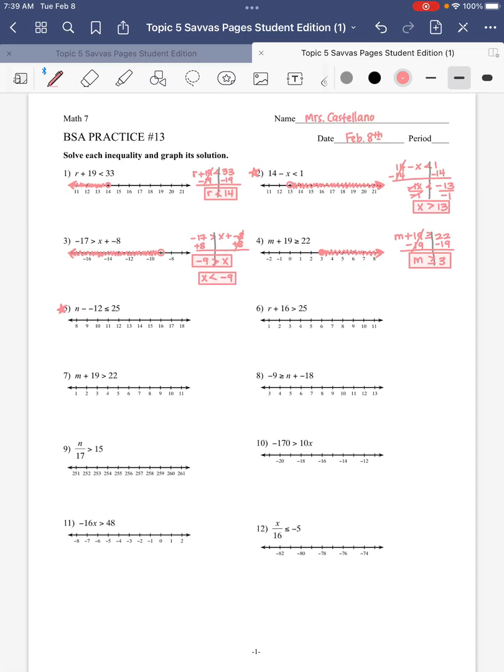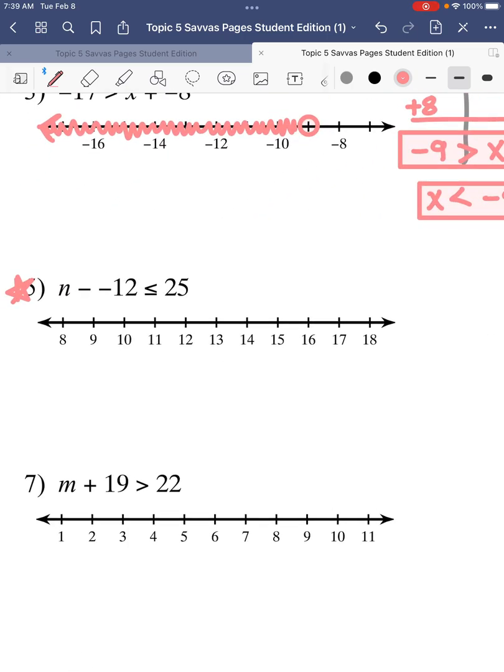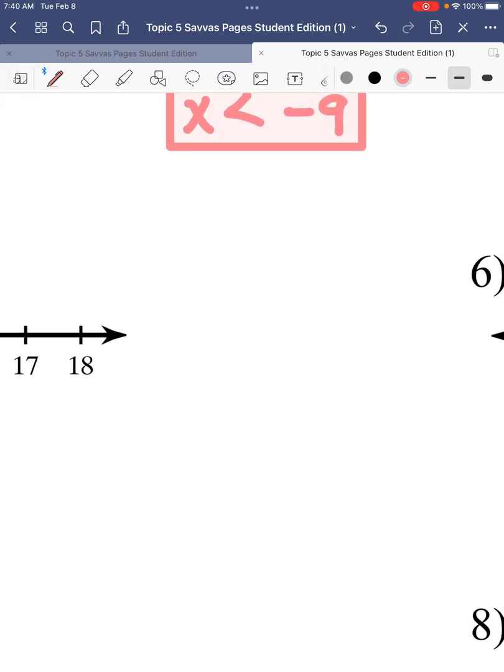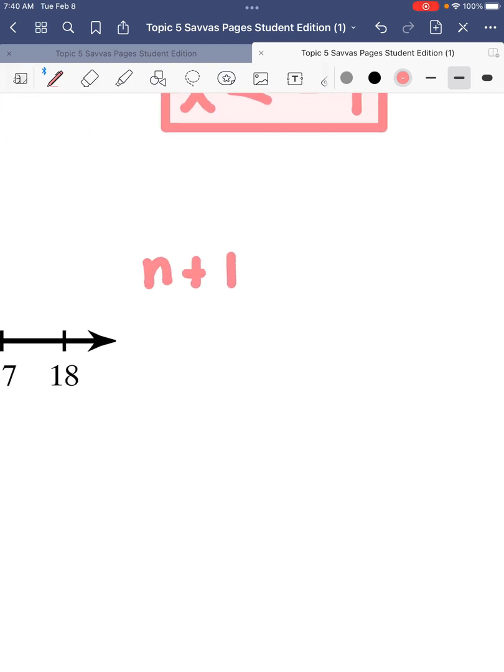Okay, now number 5, you will not have one like this on your quiz, and that's only because it does something a little funky here. We have n minus -12. But what happens when you subtract a negative? You end up adding, right? So I'm just going to rewrite this as n plus 12. n plus 12 is less than or equal to 25. So now I'm going to solve this.